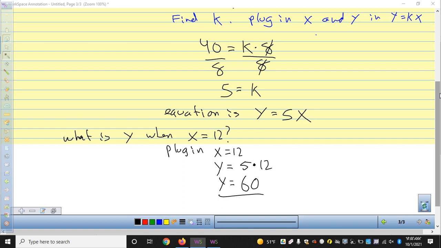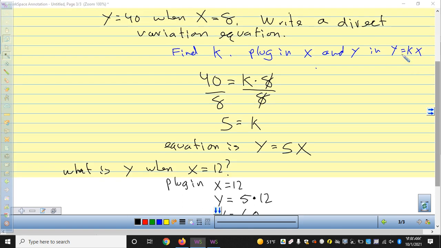All right, questions there. So the key here is a direct variation always looks like y equals some number times x.